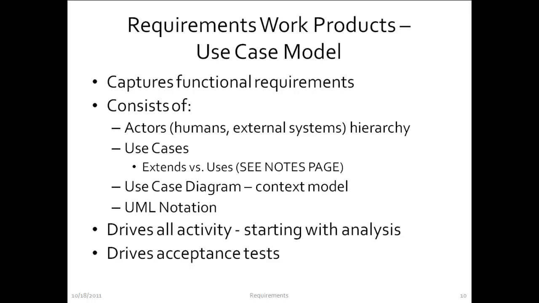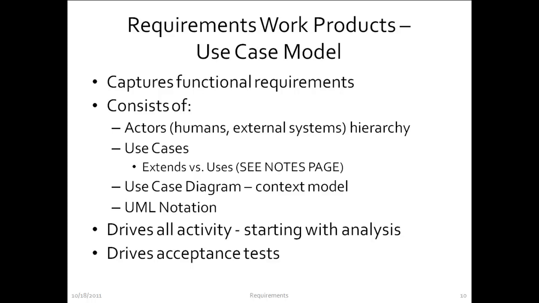A work product that you will hear a lot about is known as a use case model, and it consists of three components. The first component is a description of the actors that will be using the system, the actors in the environment that will be using the system. And these actors are typically human actors, or they could also be system actors, which are external systems that your system has to interact with.